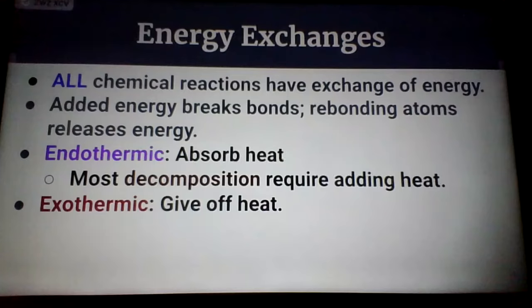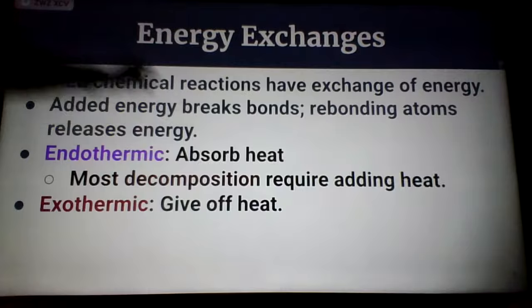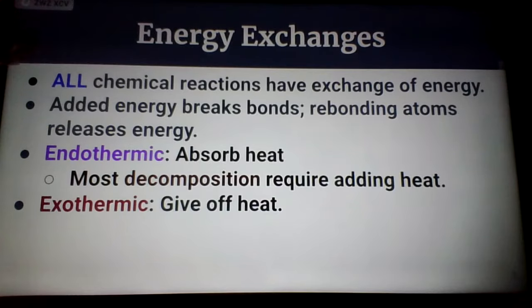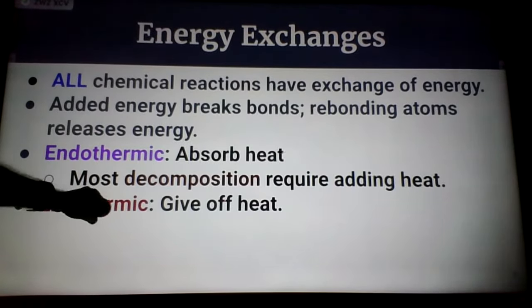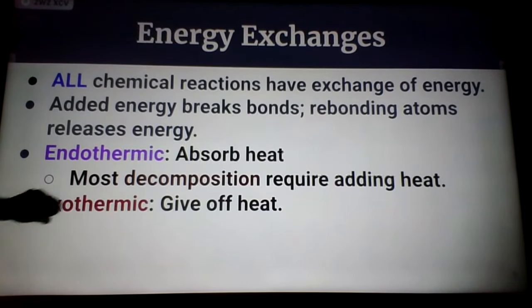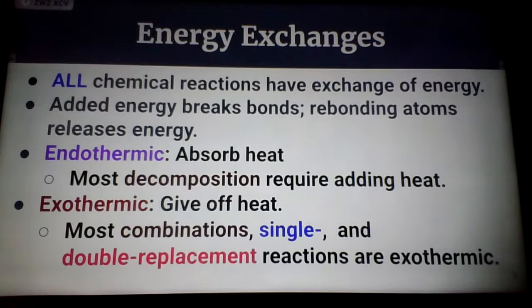Most of the other reactions are exothermic. They give off heat and they're going to feel warm to the touch. Endothermic is going to feel cool to the touch. Exothermic is the heat coming off the reaction, so we will feel that heat leaving the reaction and hitting our bodies. Exo, exit, and thermic, energy. Exothermic, giving off heat. Heat is leaving that reaction.